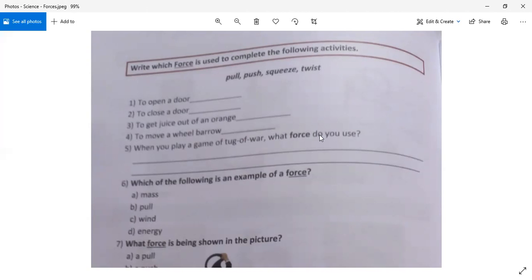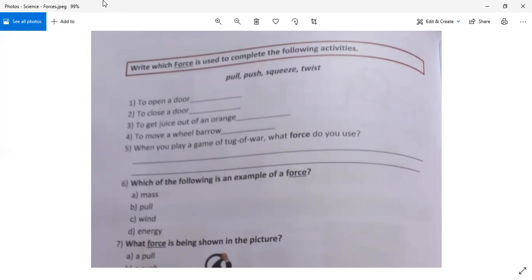Forces can make objects move. Forces can change the shape of something. Like if you squeeze a sponge, it gets smaller, so you change the shape of it. Or if you take a piece of plasticine in your hand and you squeeze it, you can change its shape. You're applying a force with your hand. If you open a jar, you have to twist. You have to apply a force with your hand to twist the jar open, right? So forces are a pull, a push, a squeeze, or a twist.